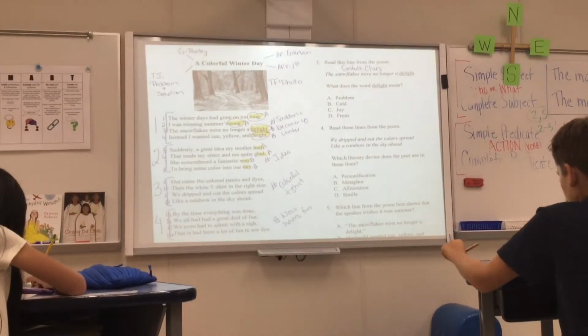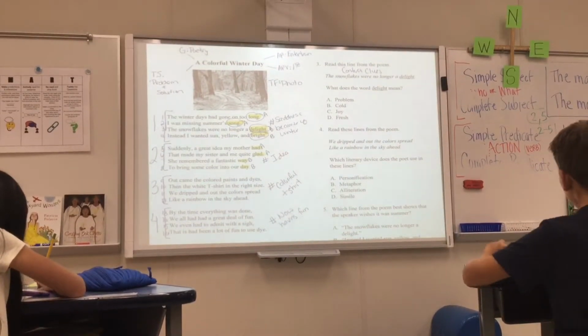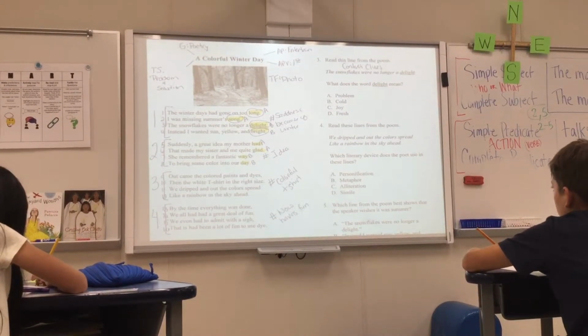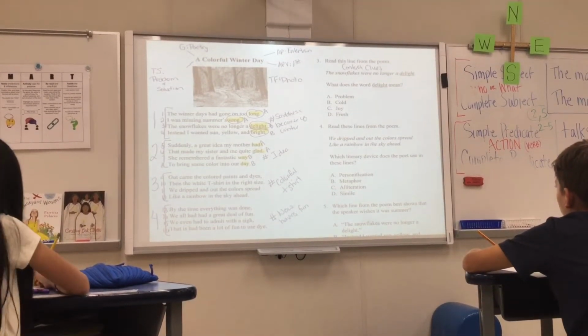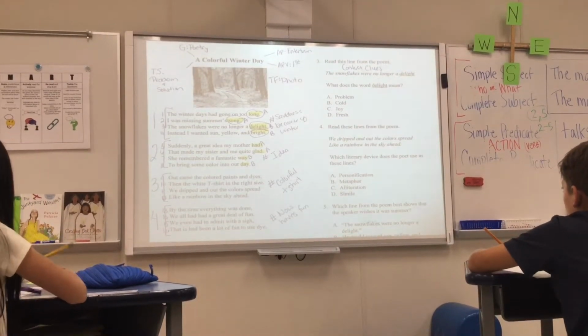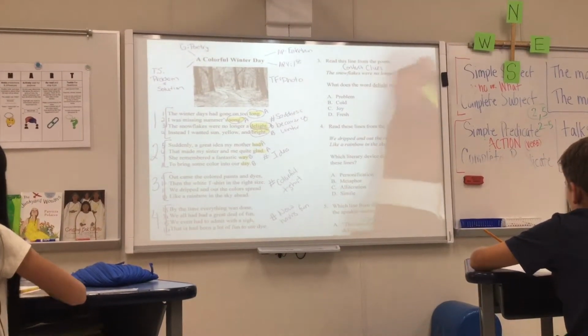What's key here? What do I need to highlight in this question? What's important for me to say, okay, this is what I'm looking at. This is what the question is asking me to do. What do you think, Naomi? Delight. What about it? So highlight the word delight.